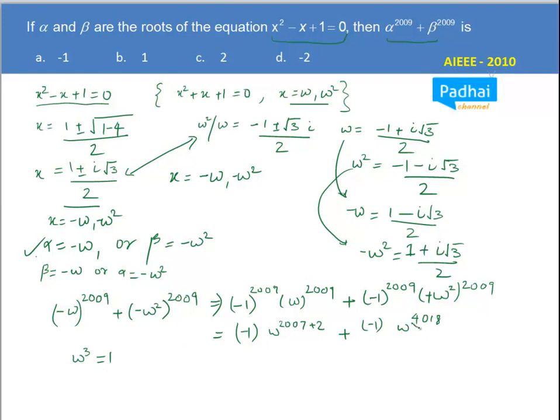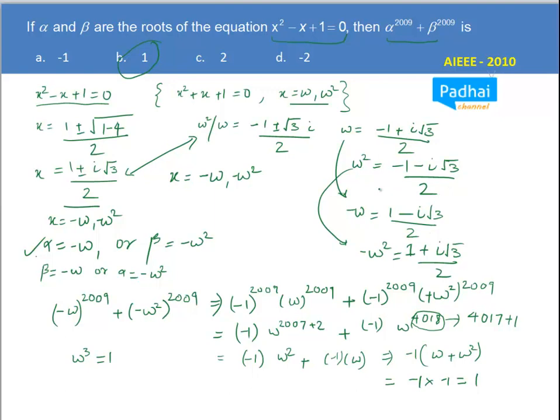Now I have to calculate this power. The nearest power that is a multiple of 3 will be 4017. So this can be written as 4017 plus 1. We know how to solve this, and this will be omega square, and the other term will come out to be omega. If I take minus 1 common, the things remaining inside will be omega plus omega square, and I know that omega plus omega square is equal to minus 1, so minus 1 into minus 1 would be equal to 1, and hence the answer would be B. This will be the correct answer.